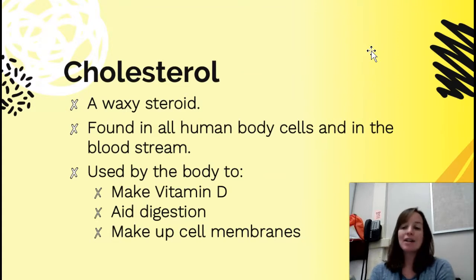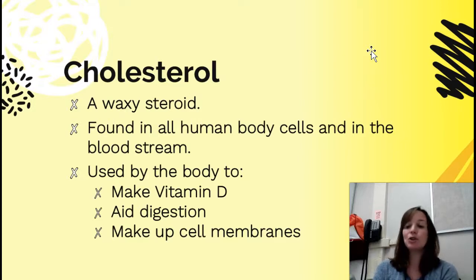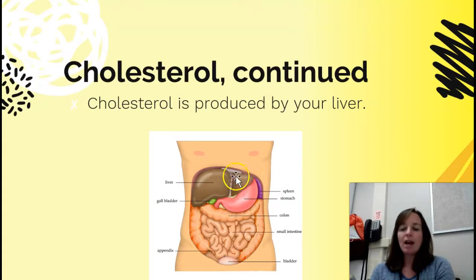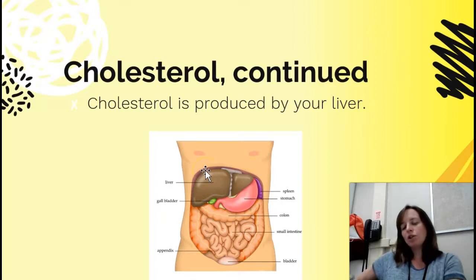Now, we have, as a society, a bad association with cholesterol oftentimes, but there are two different types, one that's good and one that's bad, and also our body makes both of them for very important reasons. So, your body uses cholesterol to make vitamin D, it aids in digestion, it makes up cell membranes, and many other functions. And your body makes cholesterol in the liver, which is on the right-hand side of your body, under your ribs, kind of like under your ribs and down toward the middle of your abdomen.